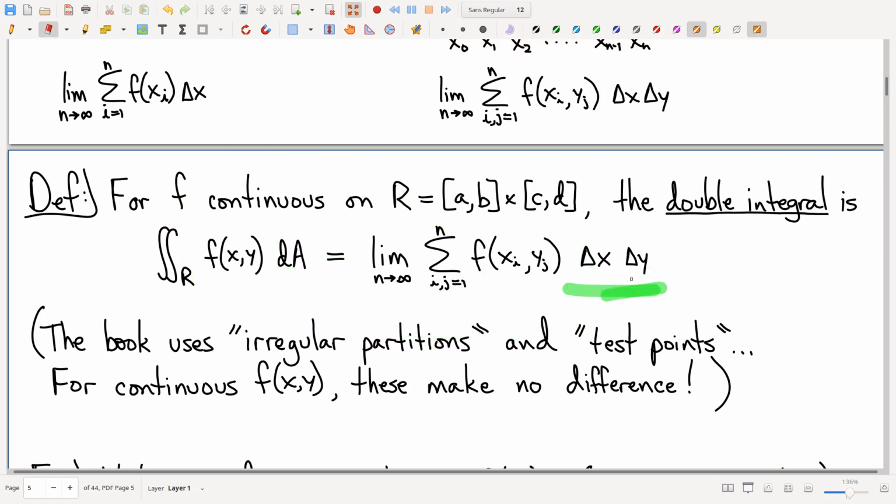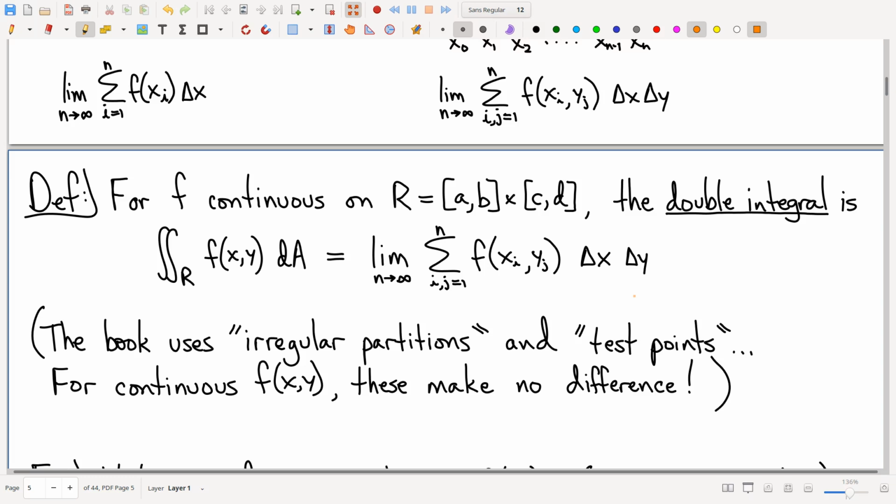Now, it remains yet to be determined how am I going to compute these things, right? Again, I freely admit, yeah, that's going to be a problem. That's something we got to figure out. But this is the two-dimensional analog of a single variable Riemann sum definition of a single variable integral.